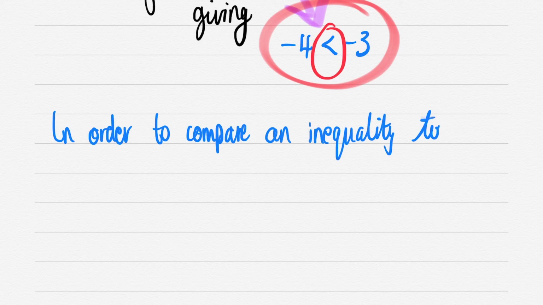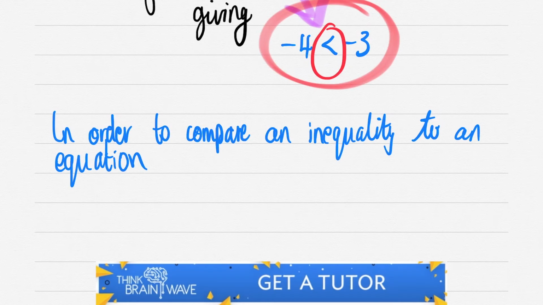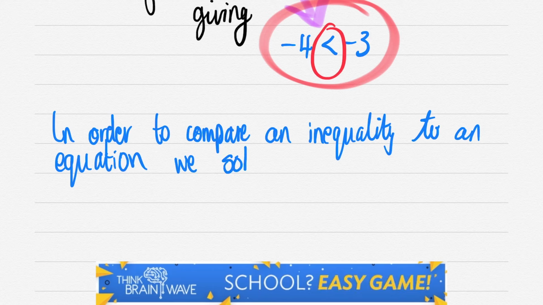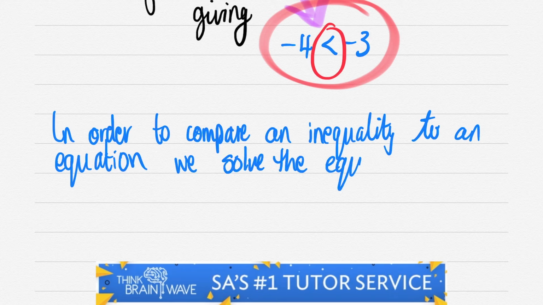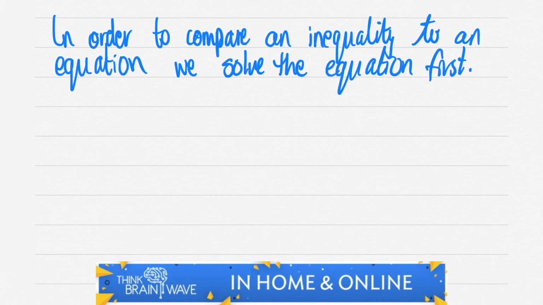So just to finish off, we'd like to compare an inequality with an equation. However, when we divide by a negative sign, just to reiterate, you need to change your less than or greater than sign. Easy game.